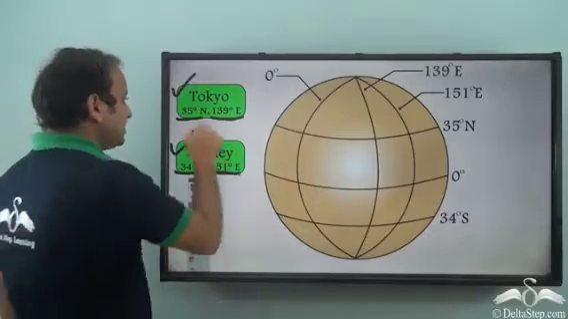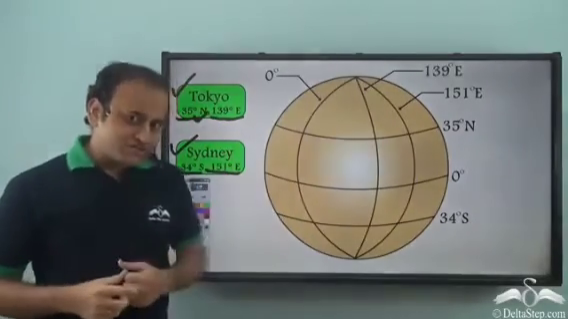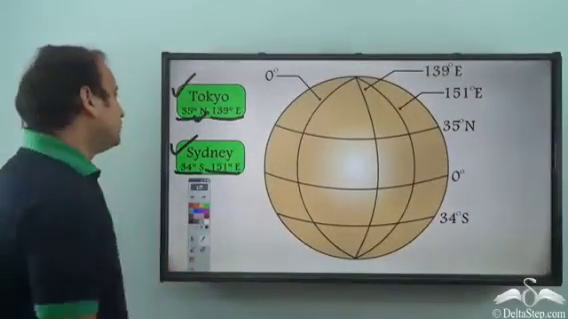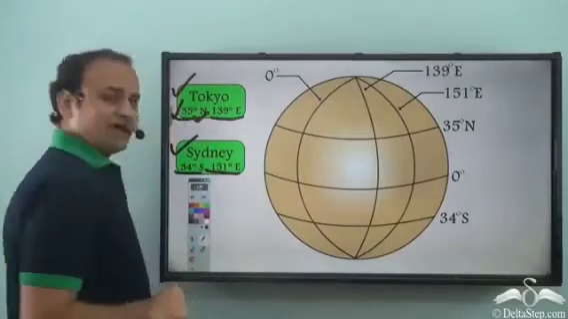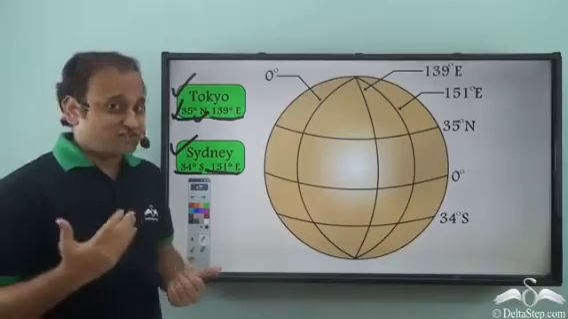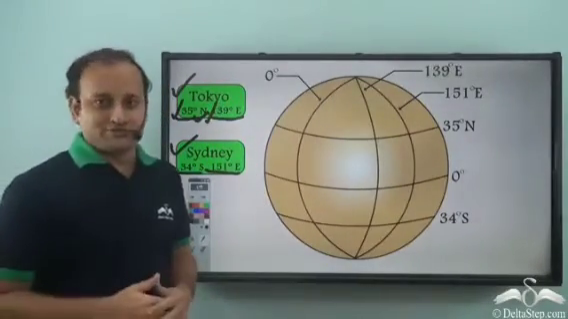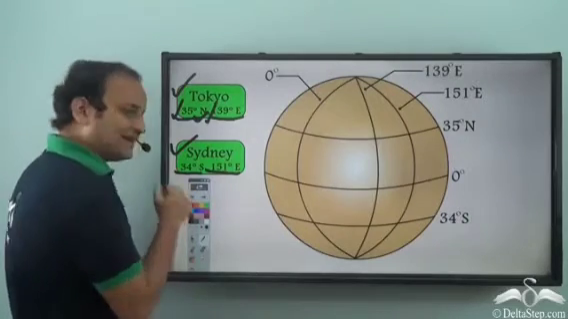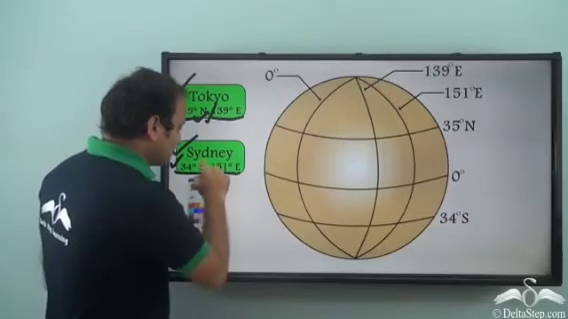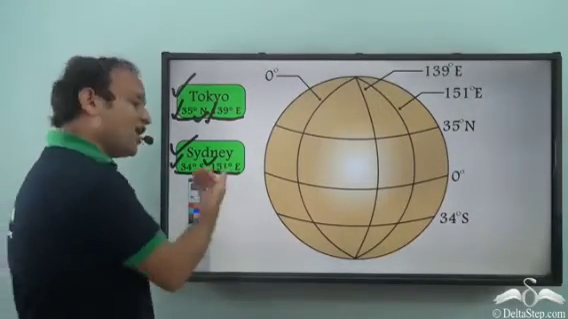Well, you see, this is 35° north. Now, how are latitudes measured? They are measured as north of equator and south of equator, isn't it? So, this here is our latitude. And how are longitudes measured? They are measured east and west of the prime meridian. So, we have this as the longitude. Similarly, this is 34° south, which is south of the equator, which is a latitude, and this is 151° east, which is east of the prime meridian, which is a longitude.